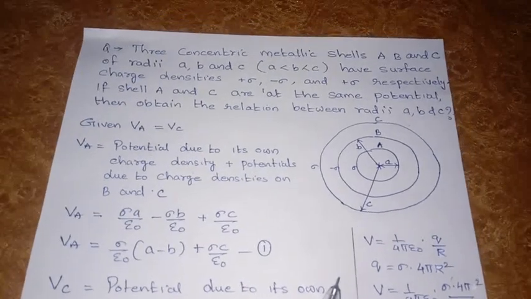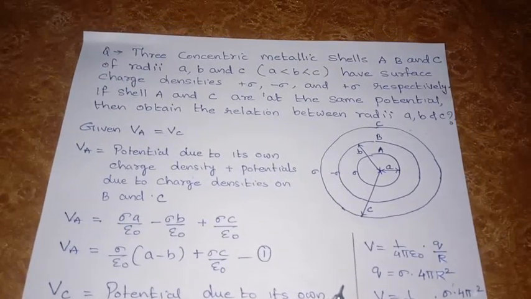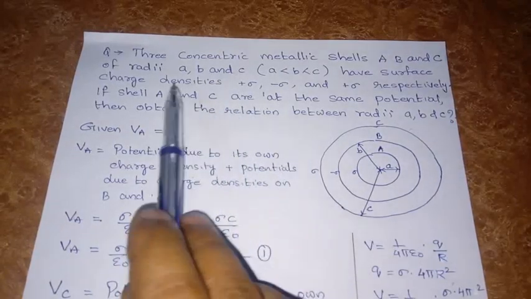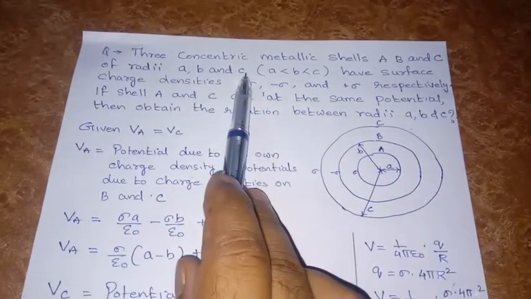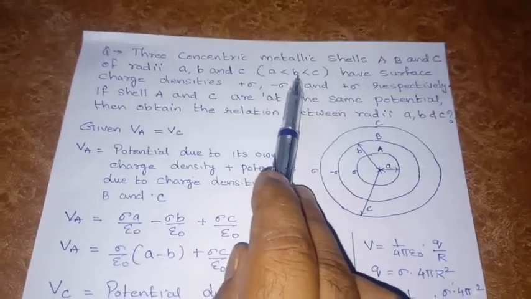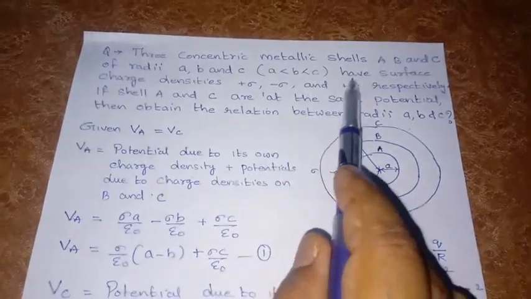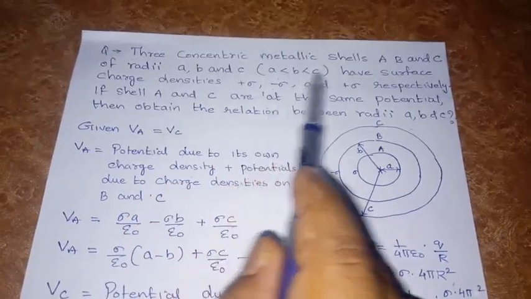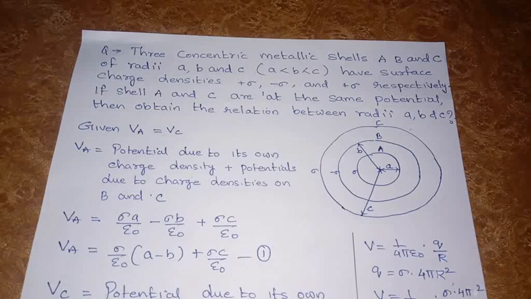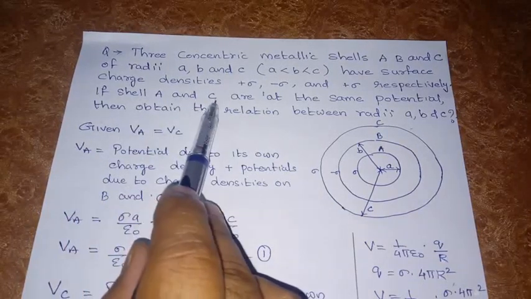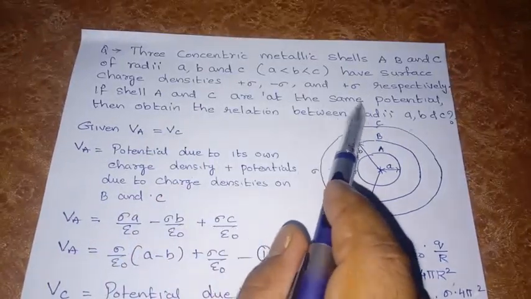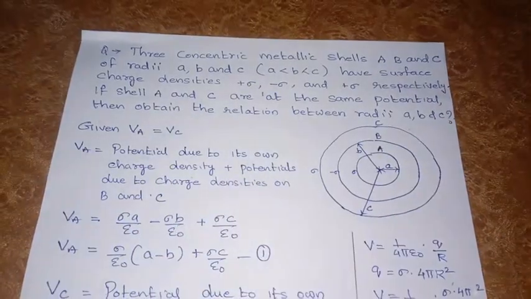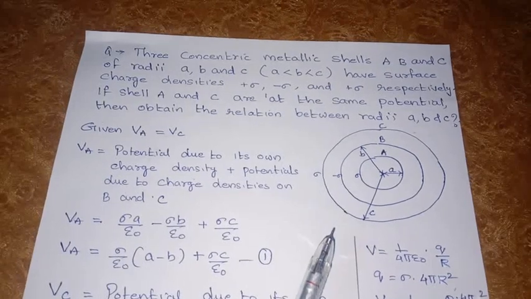So here is the question. Three concentric metallic shells A, B and C of radii small a, small b and small c, small a lesser than small b lesser than small c, have the surface charge densities sigma, minus sigma and sigma respectively. If shell A and C are at the same potential, obtain the relation between the radii a, b and c. So very carefully understand the situation.